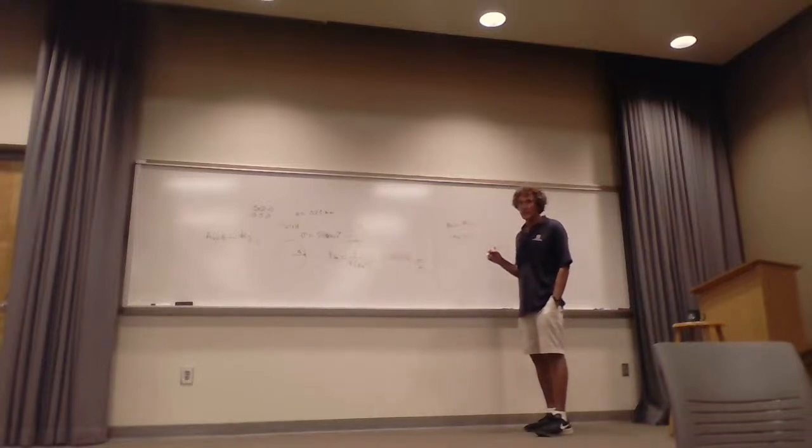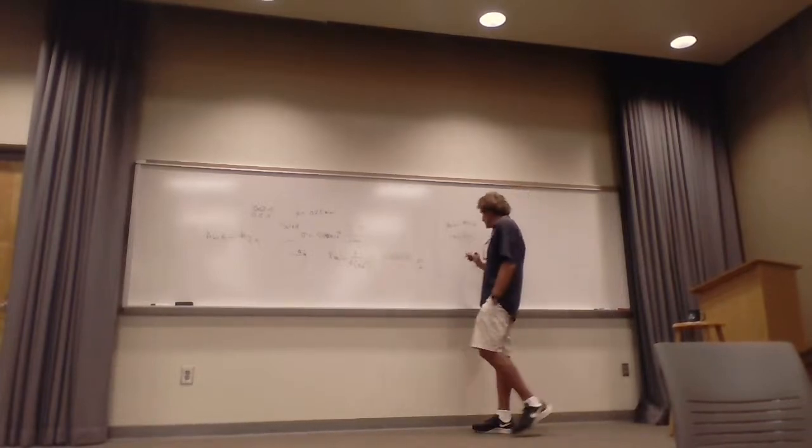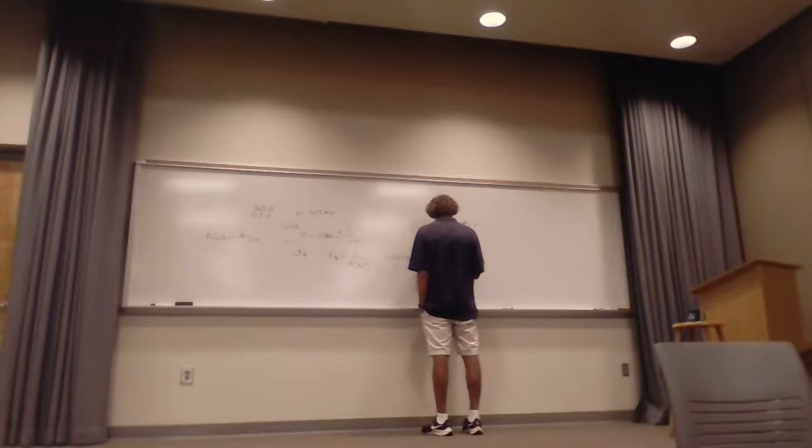19 by 32. That means it's 19 wires of 32 gauge. 32 is the gauge number. So go look up the radius for 32 gauge wire.